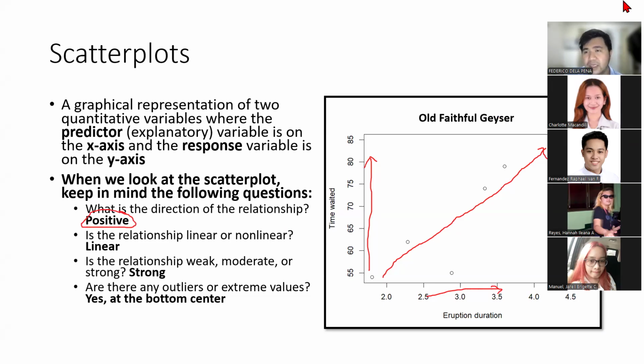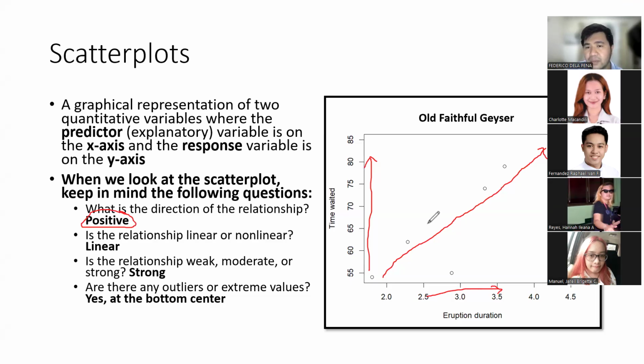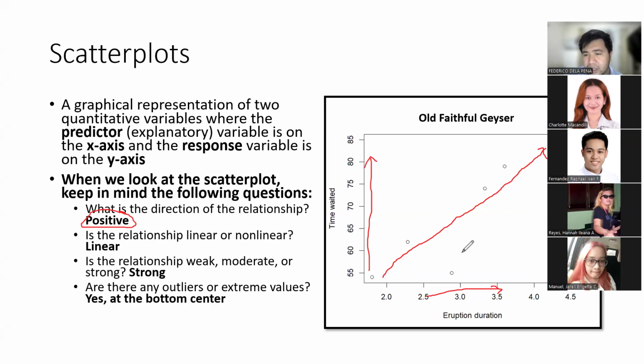Both are increasing. I mean, both are going in the same direction. What is the relationship? Is it linear or non-linear? Again, you can see here, maybe except for this outlier, most of the points are showing a more or less straight line pattern. Therefore, we can say it's a linear relationship.